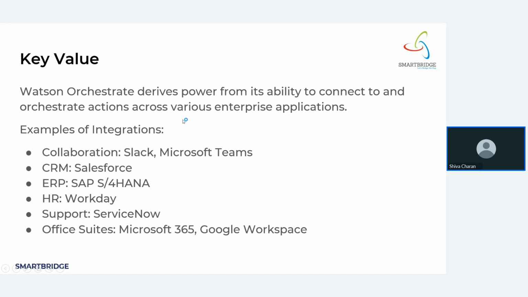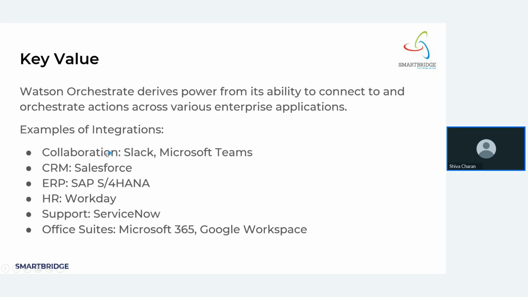So here we have the key value and Watson Studio. What is this key value? Watson Orchestrate derives its power from its ability to connect to and orchestrate actions across various enterprise applications. What are the examples of this integration?